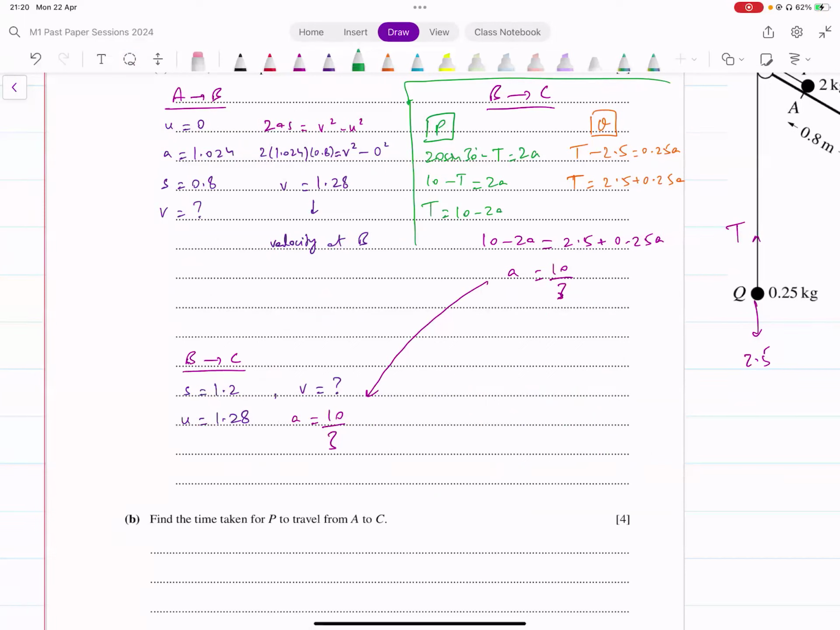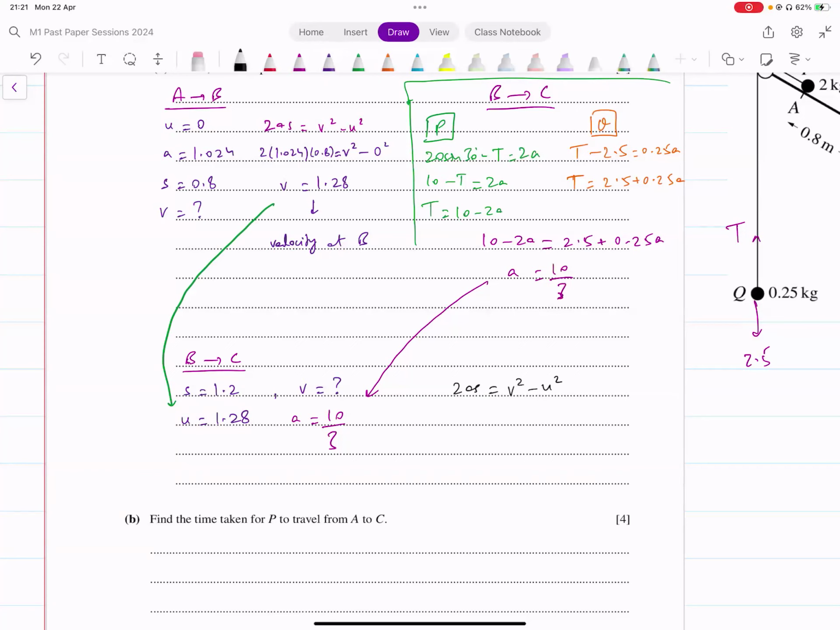We've got the velocity at the point B. Which equation connects these four things? 2as equals v square minus u square. Let's use that equation and find the final velocity.